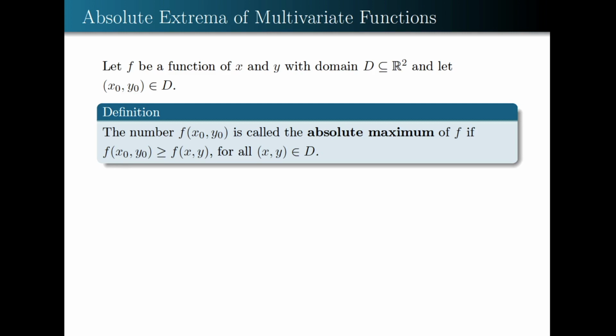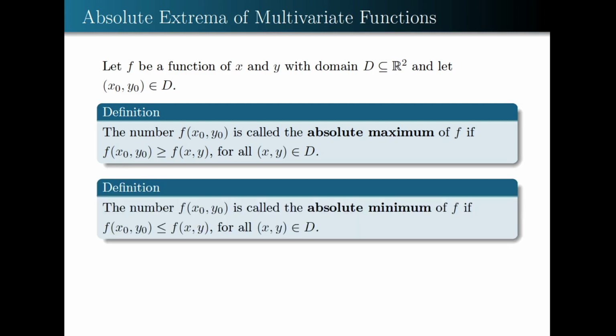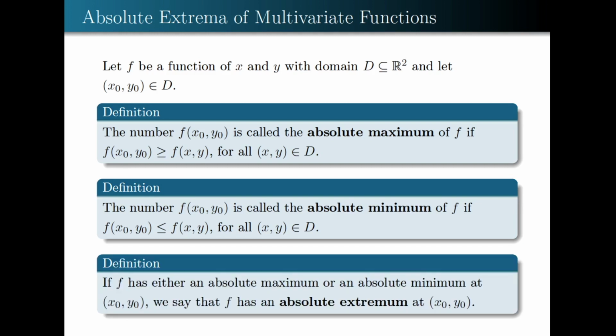Likewise, we define the absolute minimum of f to be the number f(x naught, y naught) such that f(x naught, y naught) is less than or equal to f(x, y) for all (x, y) in D. Again, the absolute minimum is the lowest value that f takes over all points in the domain D. We say that f has an absolute extremum at the point (x naught, y naught) if it has either an absolute maximum or an absolute minimum at that point.